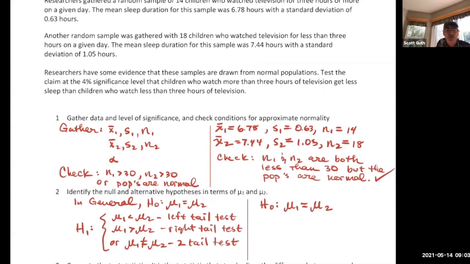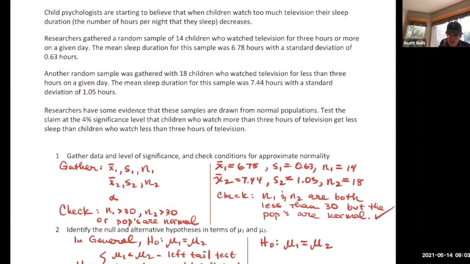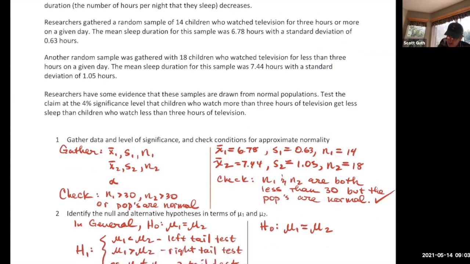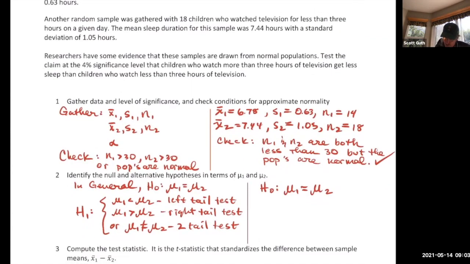Okay, now, remember the first group given is the kids that are watching 3 hours or more of TV. The second group is less than 3 hours. Okay, so what are they claiming for our alternative hypothesis?